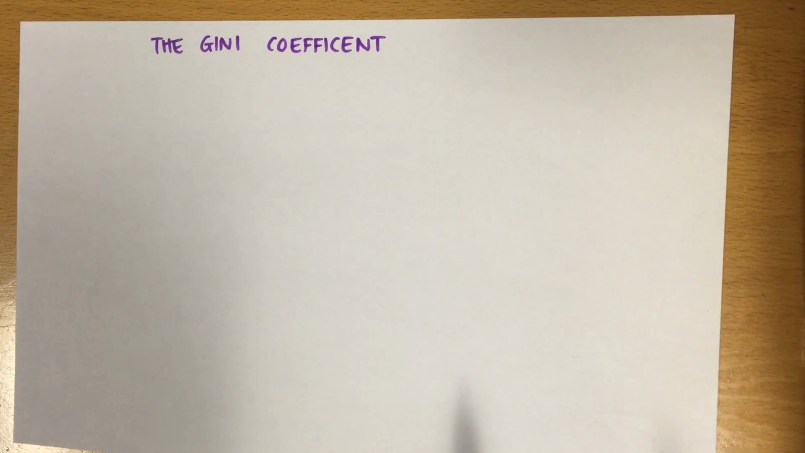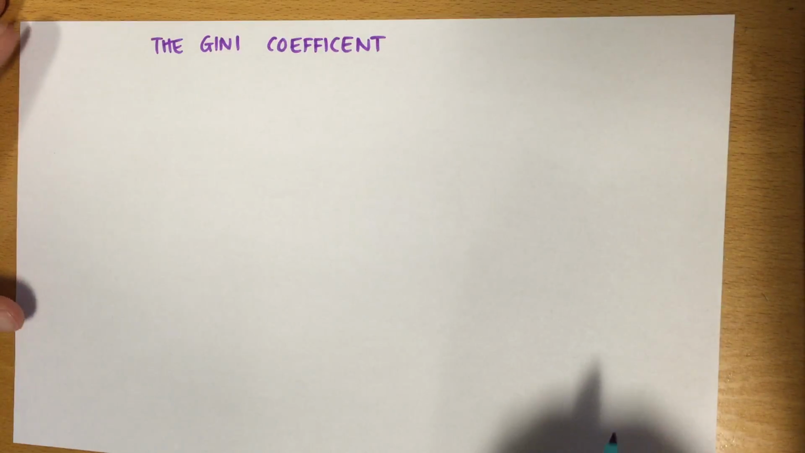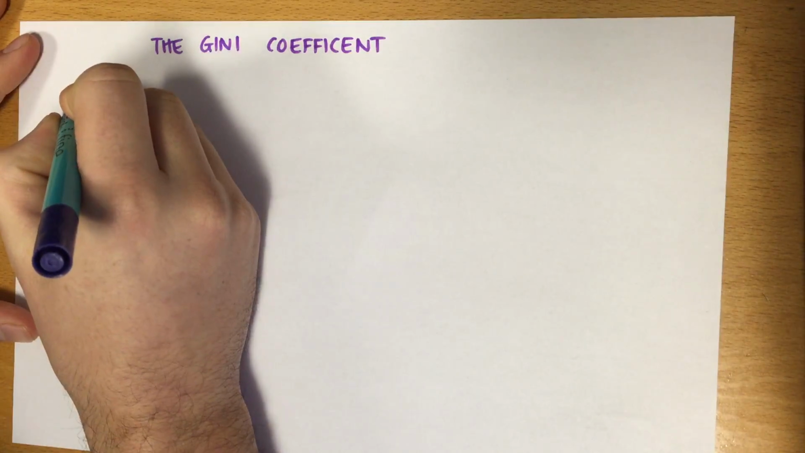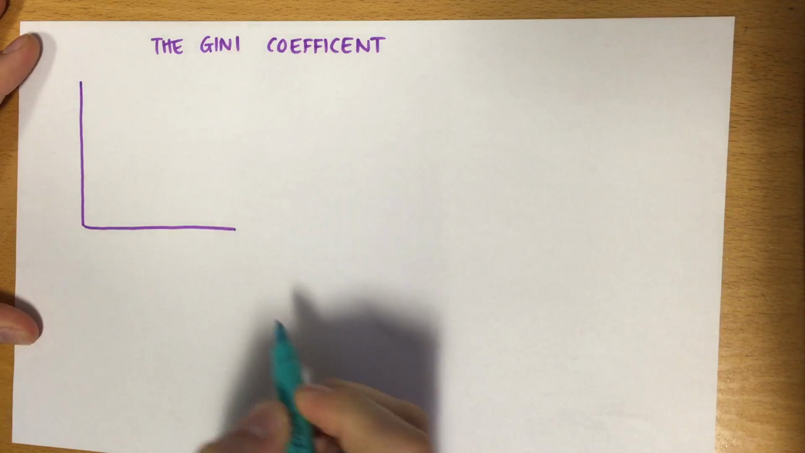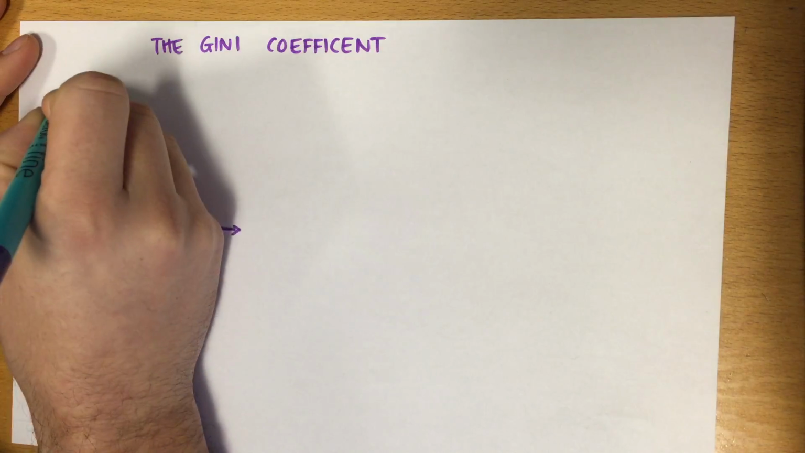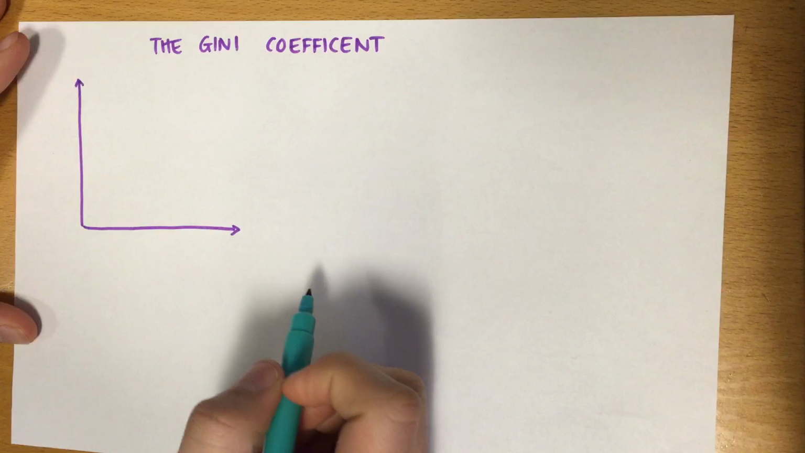So I'm going to talk through how you work out the Gini coefficient. You need to create a graph, and on your graph you need two axes. We've got our x-axis here and our y-axis up here.